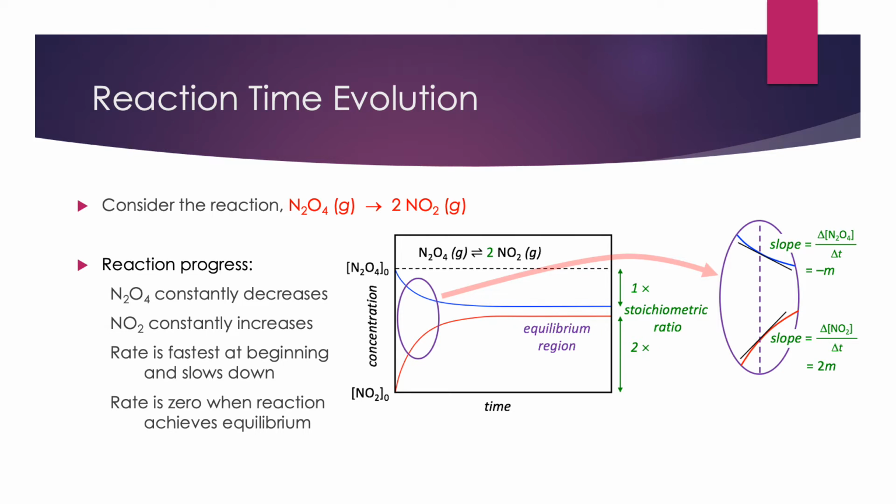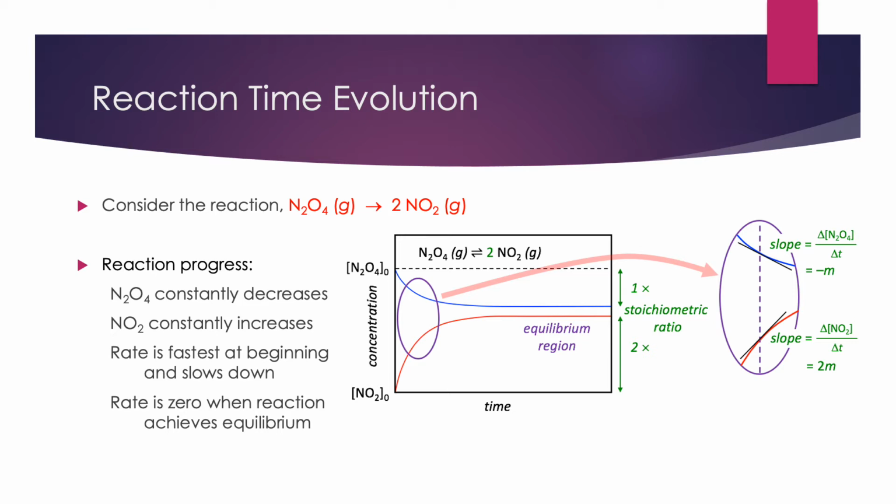Now, why did I write it as negative m? Well, negative implies that the N2O4 is decreasing, so it has a negative slope. And indeed, we know from graphing lines in algebra that a line that starts high and ends low is one that has negative slope. So the m is just a placeholder for whatever that slope happens to be.